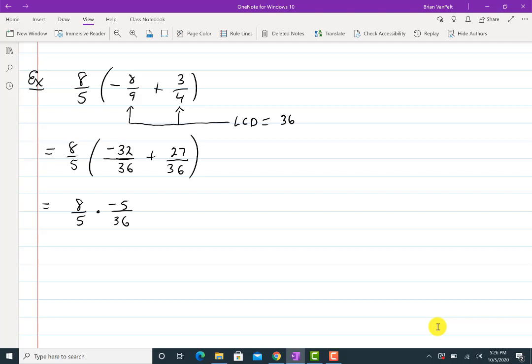Before I do this multiplication, there's a lot of canceling that can go on. For example, the 5s can be completely gone. I can even cancel some stuff between the 8 and the 36. 4 goes into both of those numbers. Don't forget it's a negative. Positive times a negative. And then in the numerator, all I have is a 2, and then in the denominator, all I have is a 9.